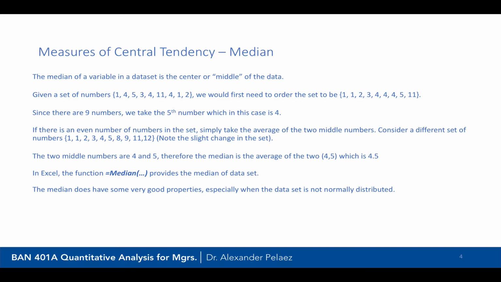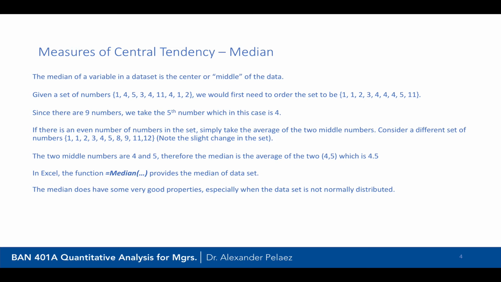Now, in the case that we have an even set of numbers, we'll take the middle 2 numbers. In this new set, we've added a slight change where we have 1, 1, 2, 3, 4, 5, 8, 9, 11, 12. So the 2 middle numbers are 4 and 5, and we'll basically take the average of those 2 numbers, which would be 4.5. In Excel, you can use the function MEDIAN of the data set, which will provide the median of the data set.